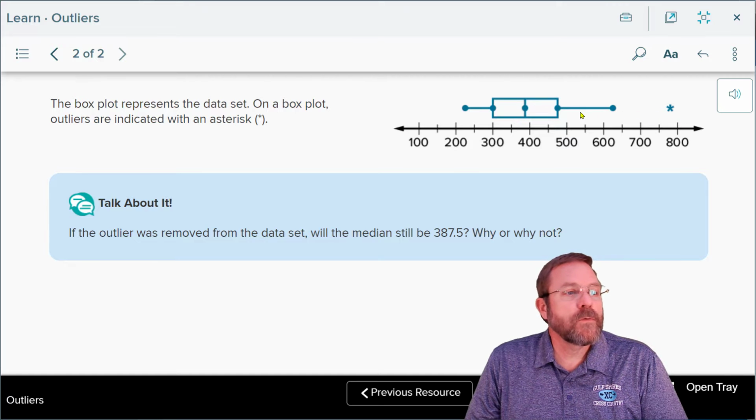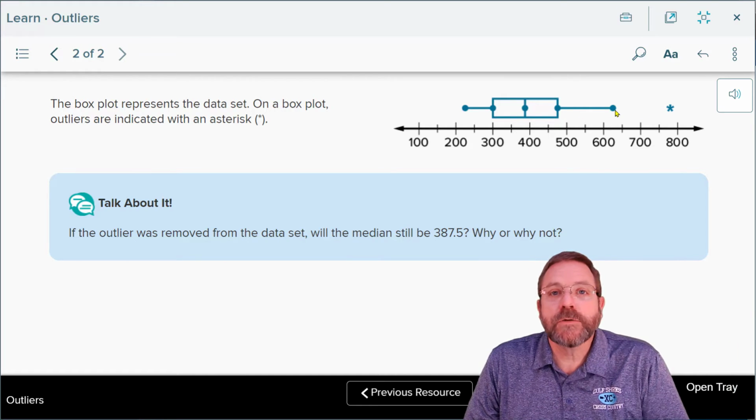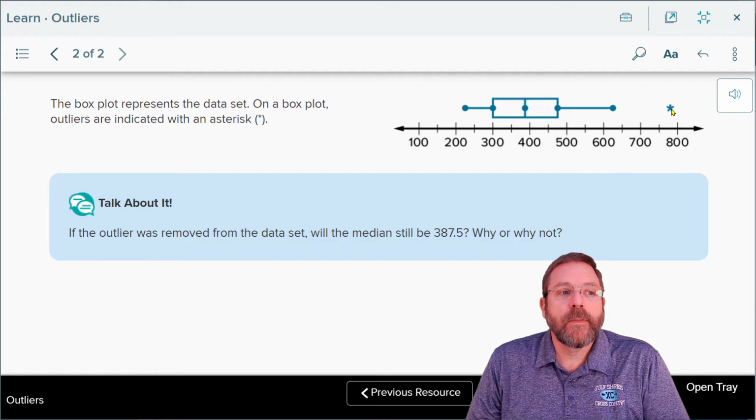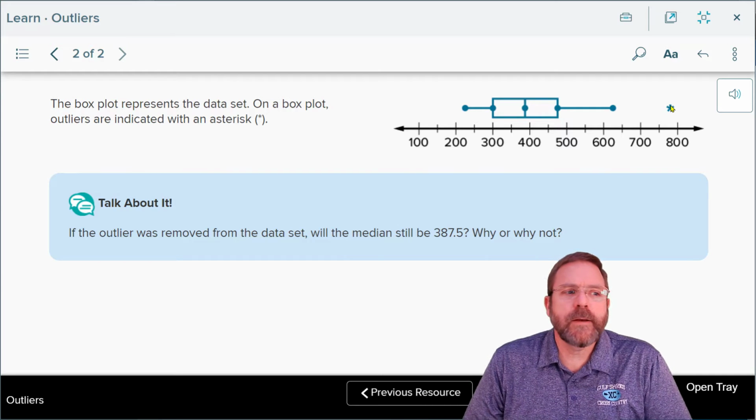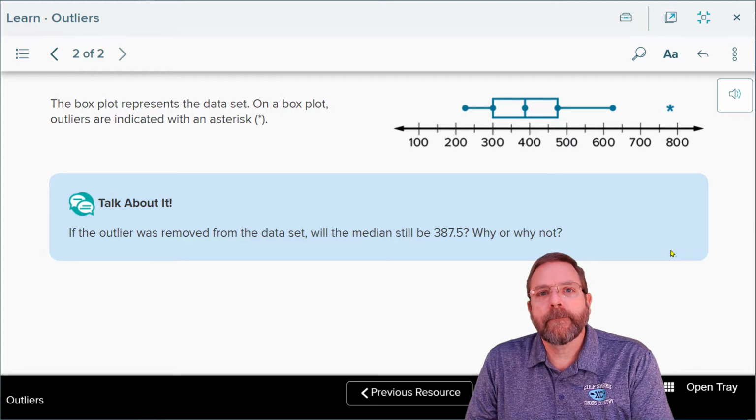So you notice this right hand whisker, it doesn't go all the way to the outlier. It only goes to that number that is still inside the range of not being an outlier. And then the outlier way over here, they put an asterisk on it because they don't want to skew all the other data they have involved when using the box and whisker plot.